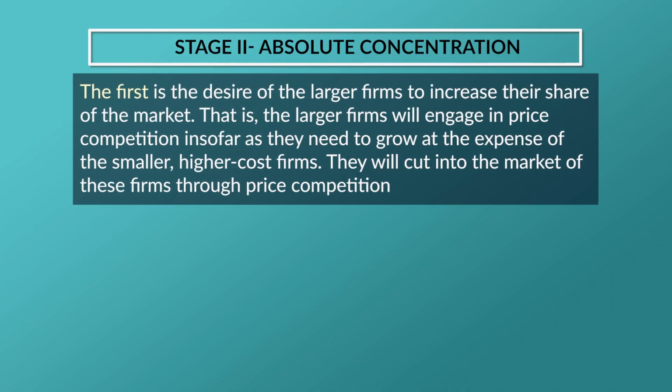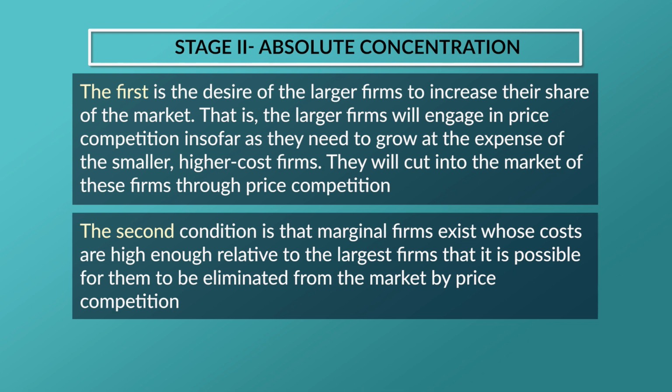Thus, price competition implies both an increase in the minimum size of the firms and also a concentration of capital in the hands of a few large firms, along with a tendency for prices to fall more or less in step with changes in productivity. Now, in this stage of absolute concentration, there is a desire of the larger firms to increase their share of the market. That is, the larger firms will engage in price competition insofar as they need to grow at the expense of the smaller, higher cost firms. They will cut into the market of these firms mainly through the process of price competition. The second condition is that the marginal firms will exist whose costs are high enough relative to the larger firms that it is possible for them to be eliminated from the market by price competition.